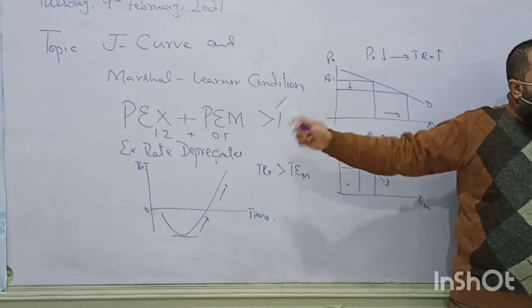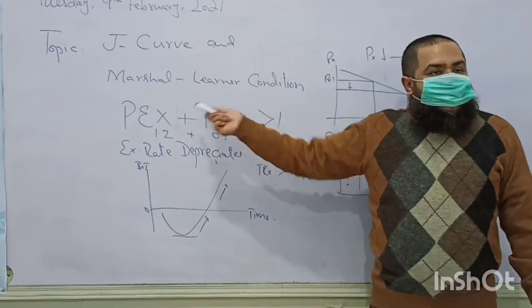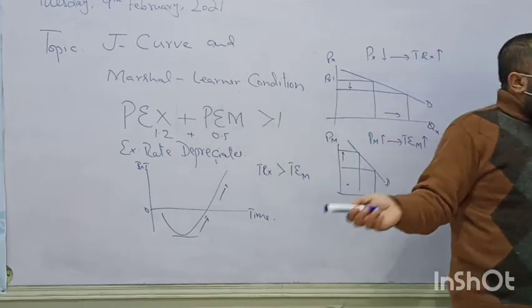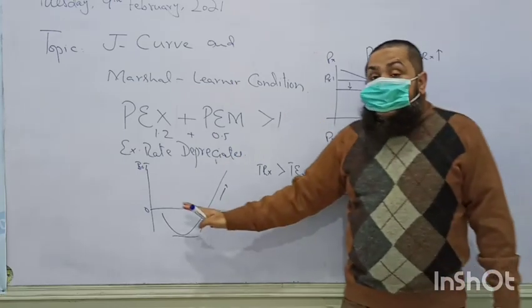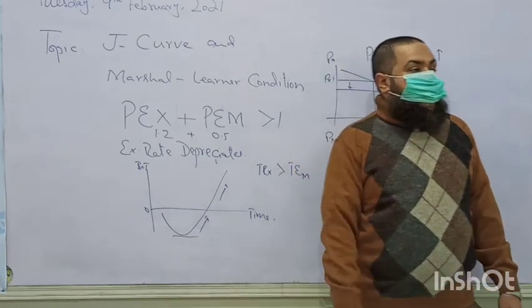if this condition is unfulfilled, like both are inelastic, then definitely export revenue will be declining with the price fall and import expenditures are increasing. And if this condition is unfulfilled, then the deficit will be further enlarging.